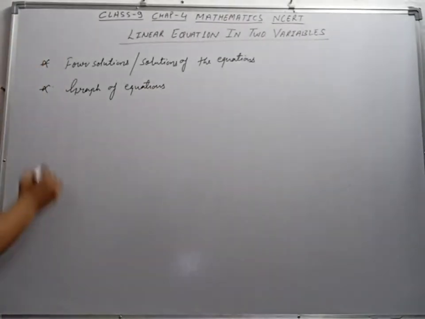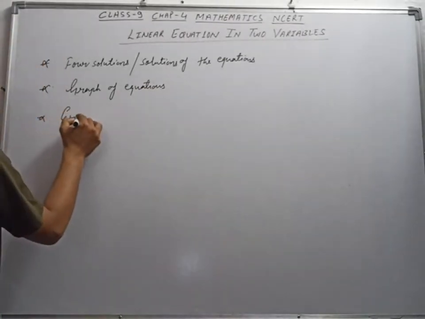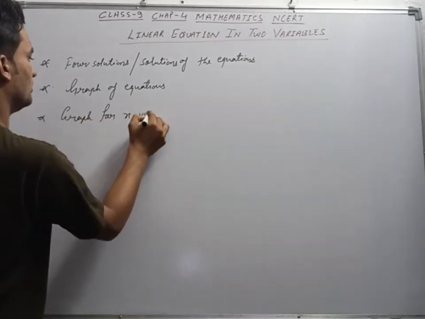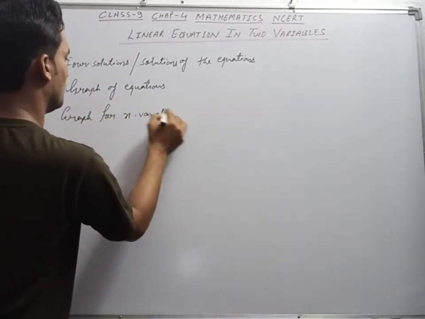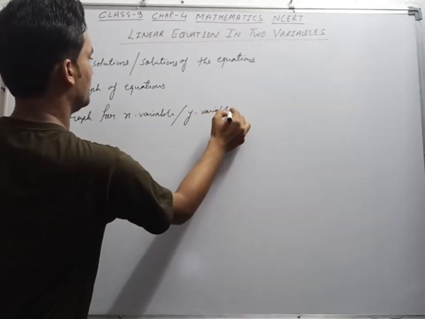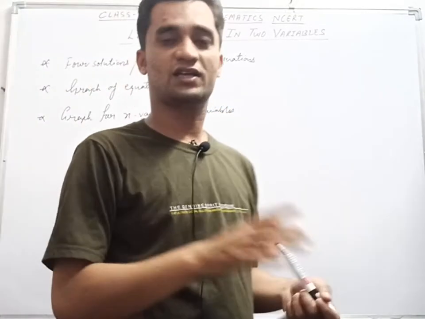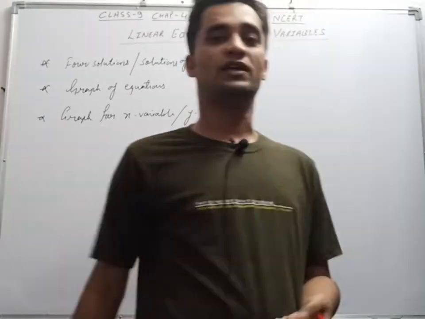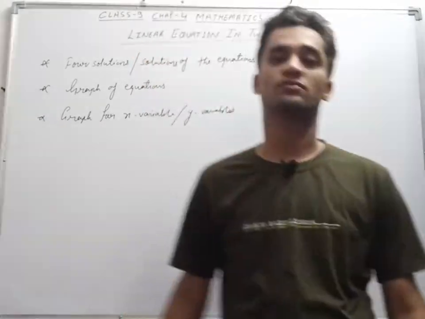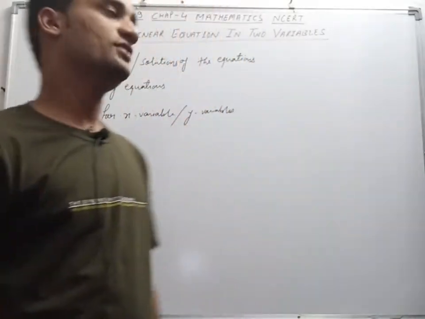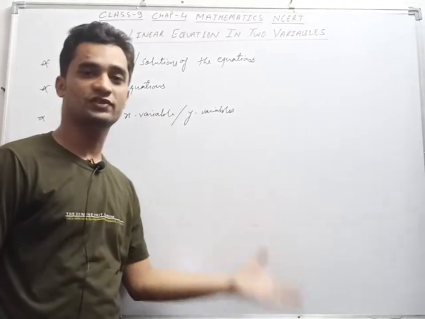And in third, graph for x variables and y variables. It means if the value of x is only given, then you must know that the line will be parallel to the y-axis, and if the value of y is only given, that will be parallel to the x-axis. So in this video itself we are going to finish this chapter.